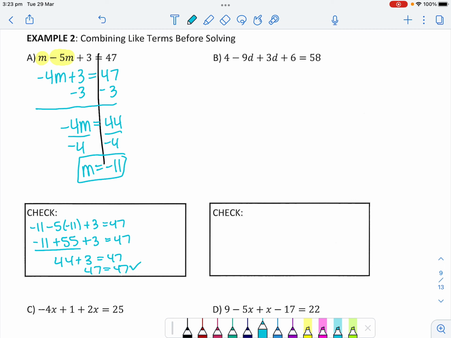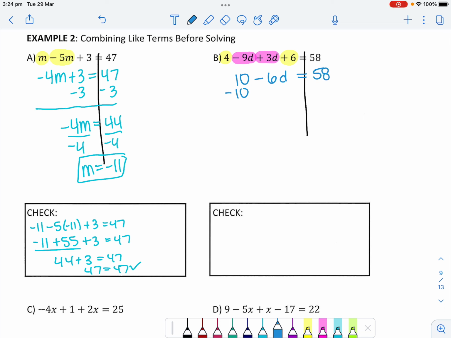In part B, we've got a couple sets of like terms. So I've got a 4 and a plus 6, and then I've got a negative 9d and a 3d that need to be combined together. So here's my line down my equal sign. So I've got 4 plus 6 is going to be 10, and then negative 9 plus 3 is going to be negative 6d is equal to 58.